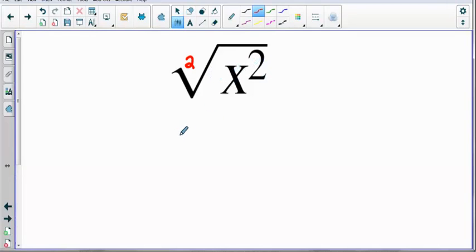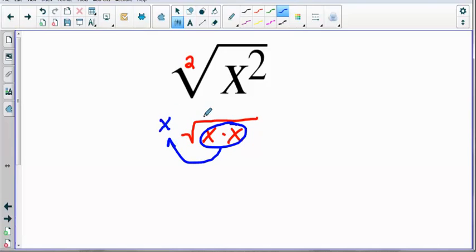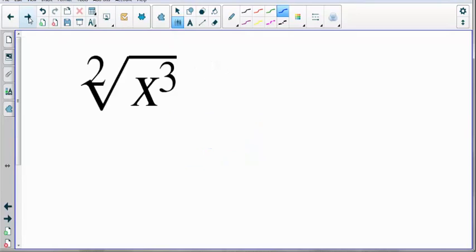So this could be rewritten as the square root of x times x, because x squared is x times x, and I'm looking for groups of 2. There's a group of 2 right there, and so out it comes, and the square root of x squared would be x, which goes with our general understanding that the square root of anything squared is itself. So that one's pretty simple. Let's use the same concept and look at another one.